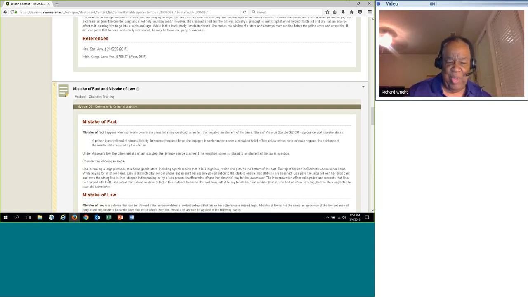If we look at this example, Lisa is making a large purchase at a home goods store, including a push mower which she puts on the bottom of the cart. The top of her cart is filled with several other items. While paying for all her other items, Lisa is distracted by her cell phone and doesn't pay attention to the clerk to ensure that the items are scanned. Lisa pays the large bill with her debit card and leaves the store. She's then stopped in the parking lot by a loss prevention officer who informs her that she didn't pay for the lawnmower. The officer calls the police and requests that Lisa be charged with theft.